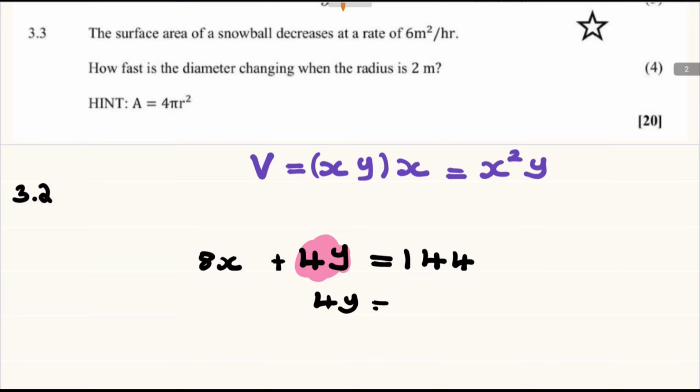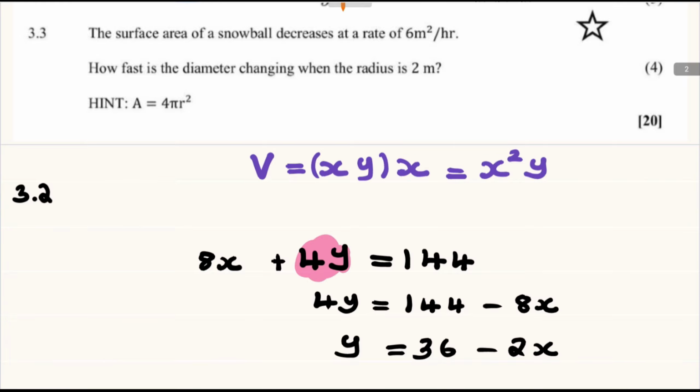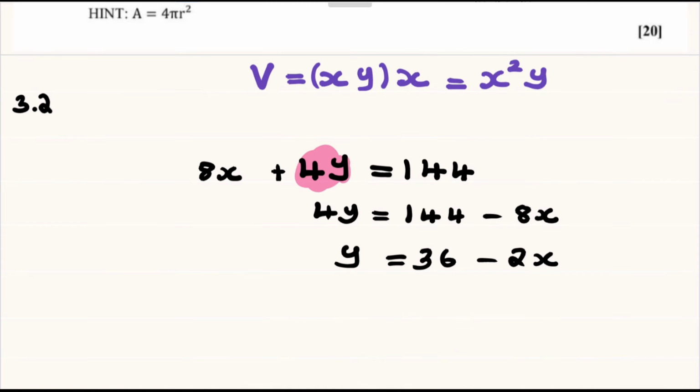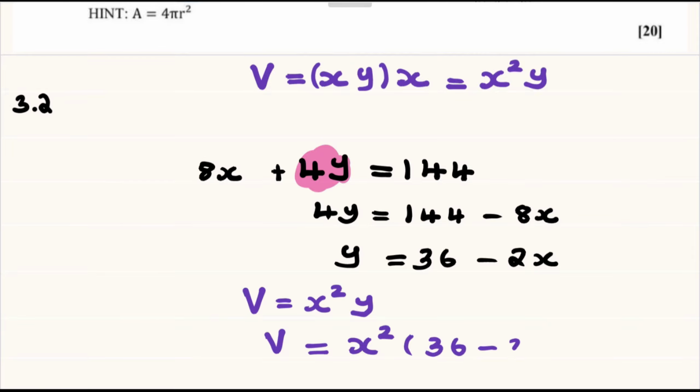So we have 4Y is equal to 144 minus 8X. We divide through by 4. So 144 divided by 4 is equal to 36, and 8 divided by 4 is equal to 2, so we have negative 2x. We are going to substitute into the volume. Remember, the word maximum was attached to the word volume, so we substitute into the volume and differentiate. Where there is Y, let's substitute the 36 minus 2x.